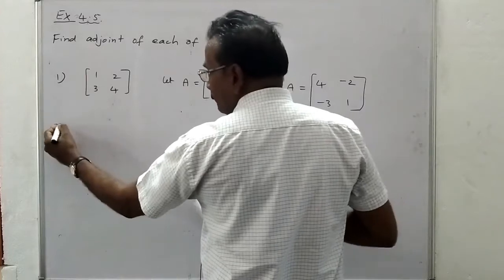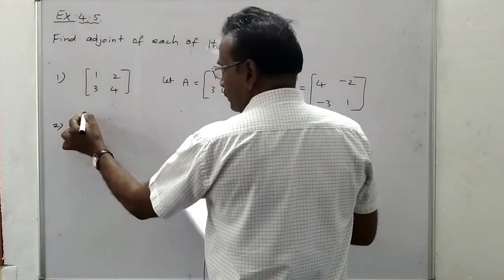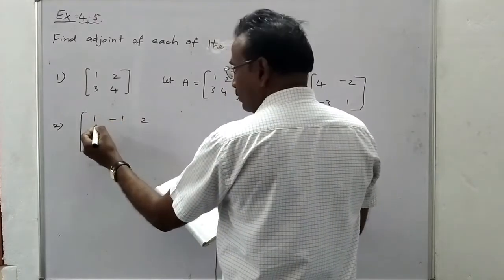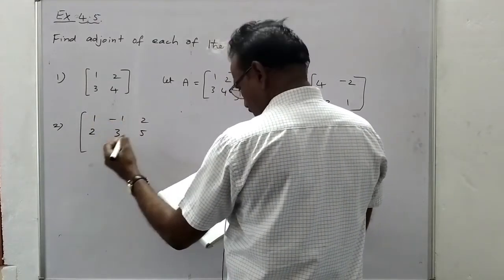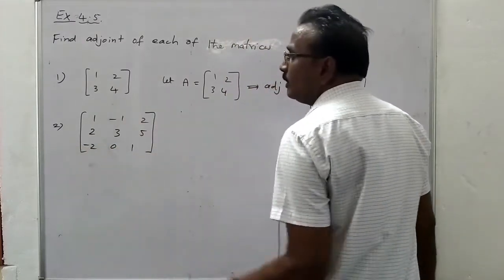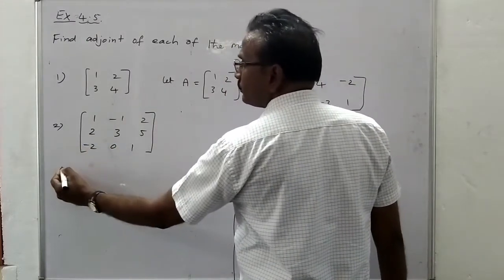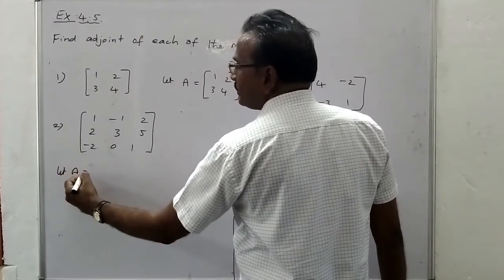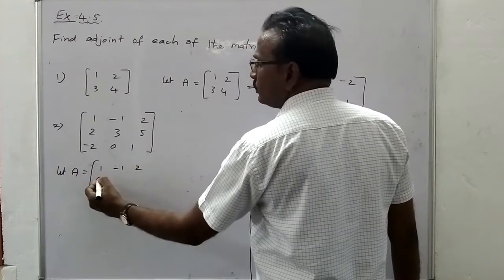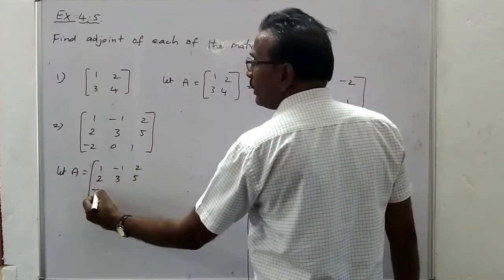Question number 2: the given matrix is 1 minus 1 2, 2 3 5, minus 2 0 1. Let the matrix be A or B, no problem: 1 minus 1 2, 2 3 5, minus 2 0 1.